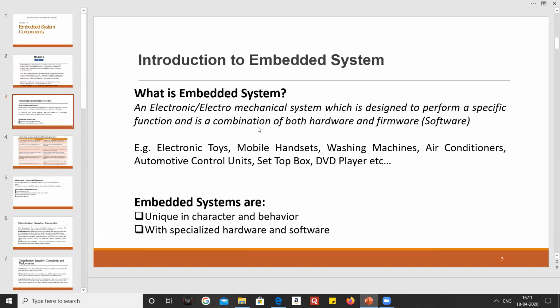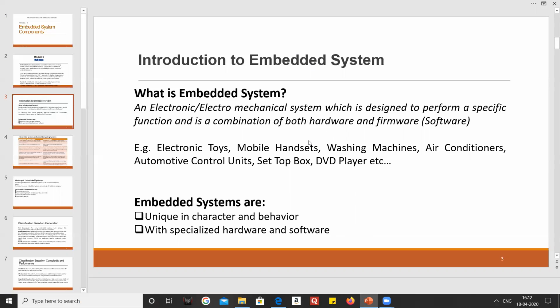So now it's Introduction to Embedded System. What is an embedded system? Before going to the question, what is an embedded system, let us look around at some of the applications that we are seeing every day. Let us see the examples there, like electronic toys, mobile handsets, washing machines, air conditioners, automotive control units, set-top box. If you take any of these examples, you can understand that it involves a mechanical component, electronics, and electrical sciences.